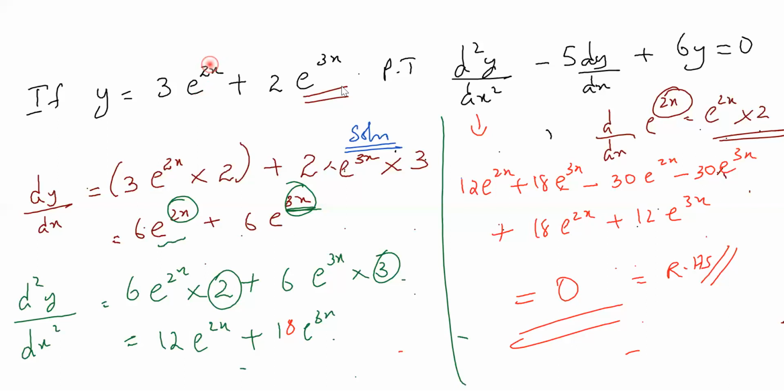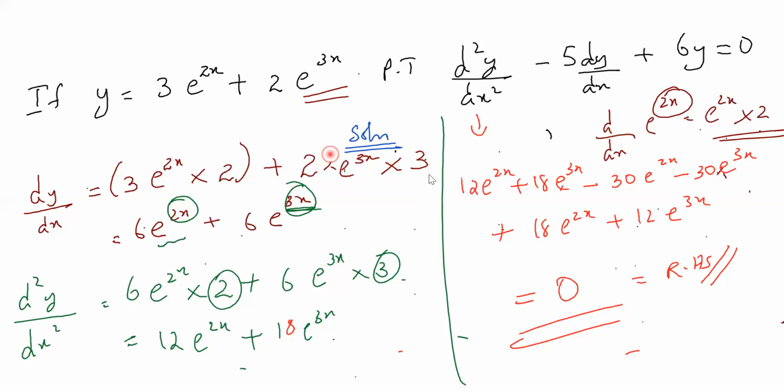So e power 2x differentiation is what? e power 2x. And what is my 2x differentiation? Multiply by 2. 2x differentiation is 2. That's all. How many of you did not understand this step? Is it clear? Similarly, 2 I am keeping here constant. e power 3x differentiation is what? e power 3x itself. And what is 3x differentiation? 3. That's the reason I'm multiplying by 3. So this is the way to do this.